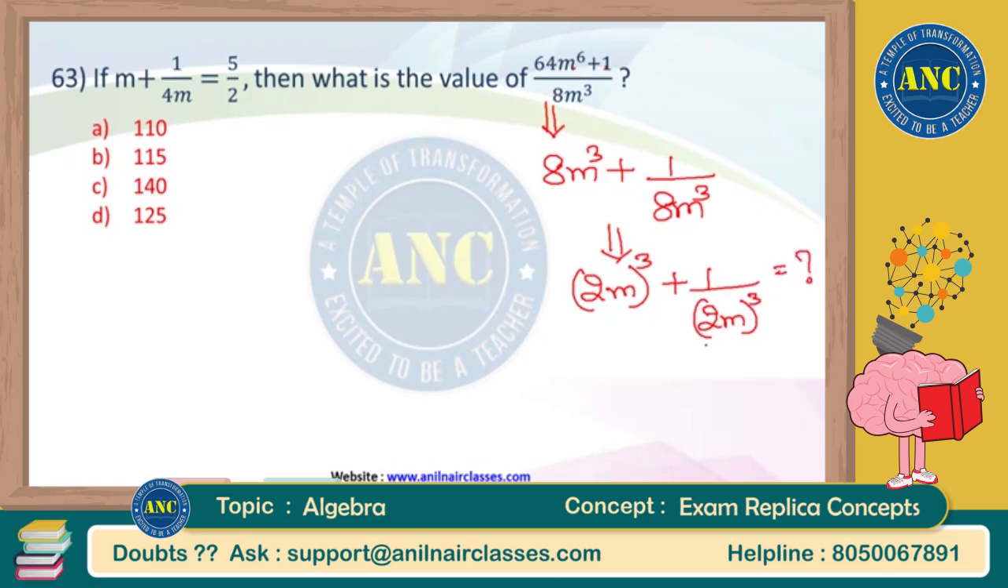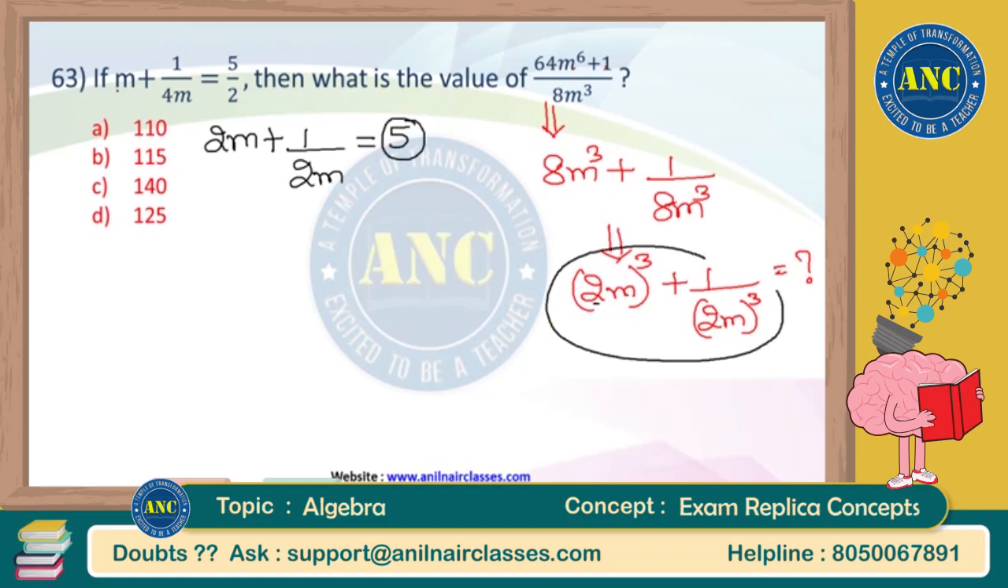For me to find this value, I should first know the 2m plus 1 by 2m value. That means the coefficient of m should be 2. But here it is 1. Multiply by 2. What is the difficulty? It becomes 2m plus 2 into 1 by 4m, it is 1 by 2m. Right hand side is 2 into 5 by 2, it is nothing but 5. I know this value as 5. So this value will be equal to k cube, 5 cube minus 3 into 5. 125 minus 15. It is 110.